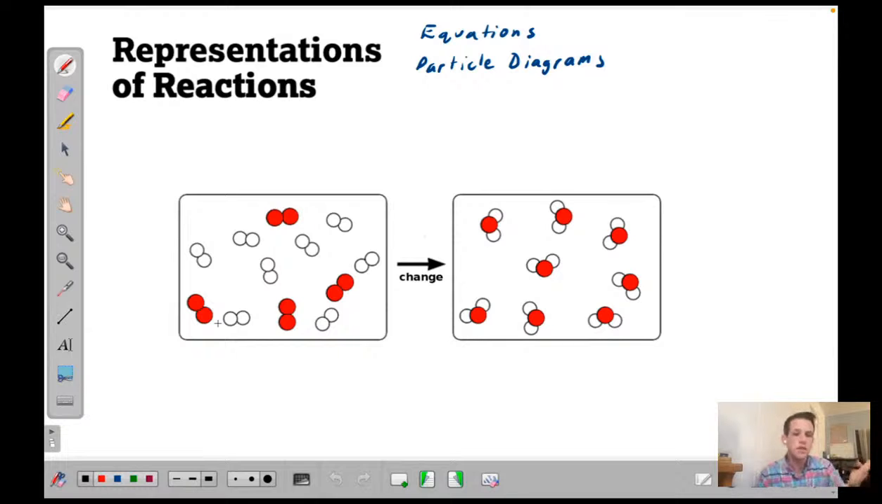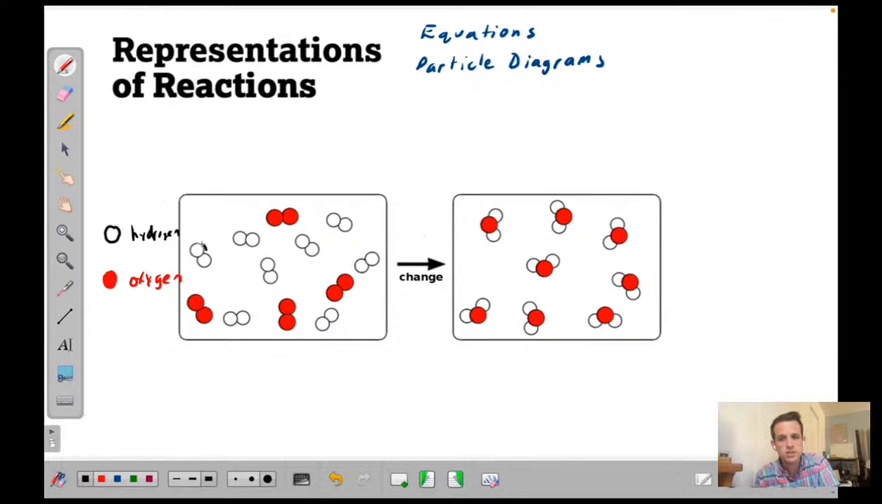The particle diagrams on the AP exam are designed the way they are for a specific reason. These actually represent the number of moles or molecules present in the correct proportion. So we can actually look at a particle diagram and derive a chemical equation for it. I'm going to make a little key right here. This is pretty common in chemistry, but sometimes they use different colors, so be careful. I'm going to call the red one oxygen and the white one hydrogen.